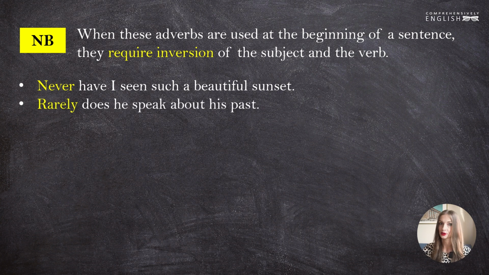Rarely does he speak about his past. The same, rarely is a negative adverb, and as it takes the first place in the sentence, the word order of the sentence should be inverted. We say, does he speak? Like in a question, right? Though it's an affirmative sentence. We don't say rarely he speaks. We say rarely does he speak.